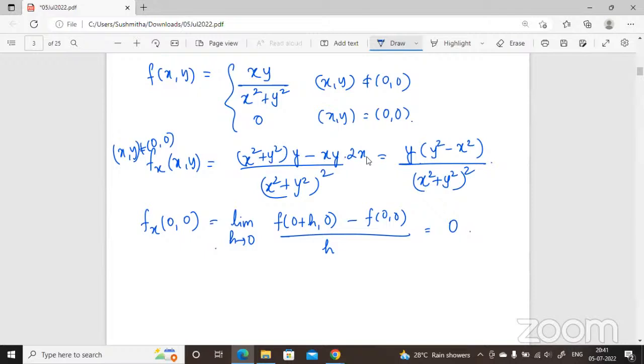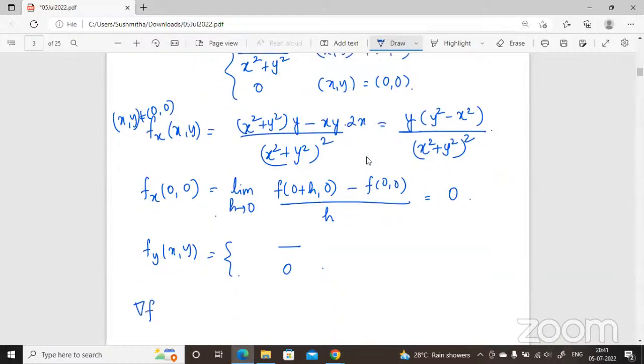Okay, similarly we get some fy. Let's not calculate. So it's going to be something, something. Fy at 0, 0 will be 0. This is going to be some term, whatever is the term. So my del f is going to be fx comma fy.